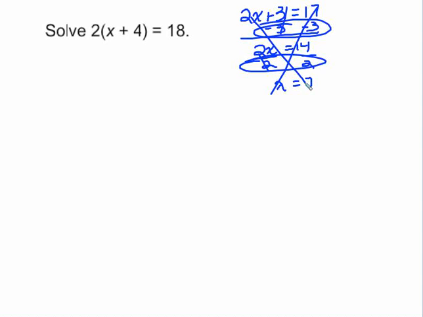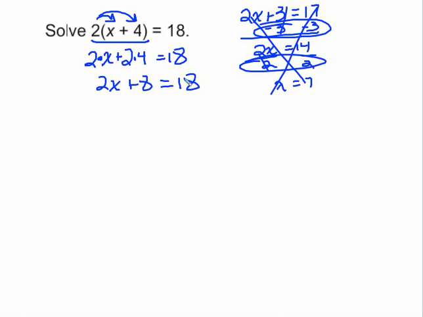So I take a look at this equation and I realize right off the bat that this over here is not even simplified yet. So before I can go to solve this problem, I have to simplify this. So the first thing I'm going to do is use my distributive property to distribute that 2 into the parentheses. That's going to give me 2 times x plus 2 times 4 equals 18. Well, that's 2x plus 8 equals 18. Now I have a two-step equation.